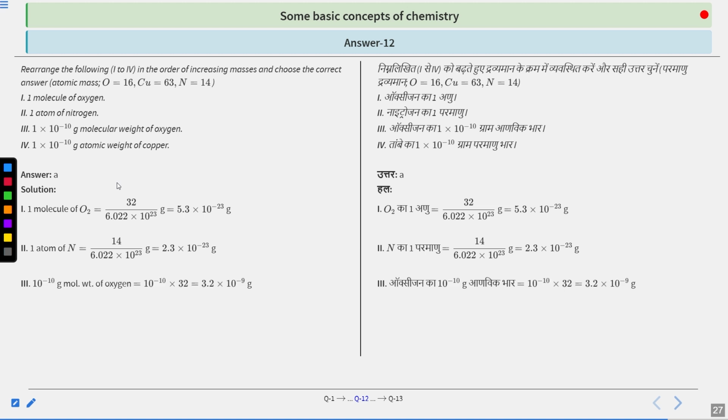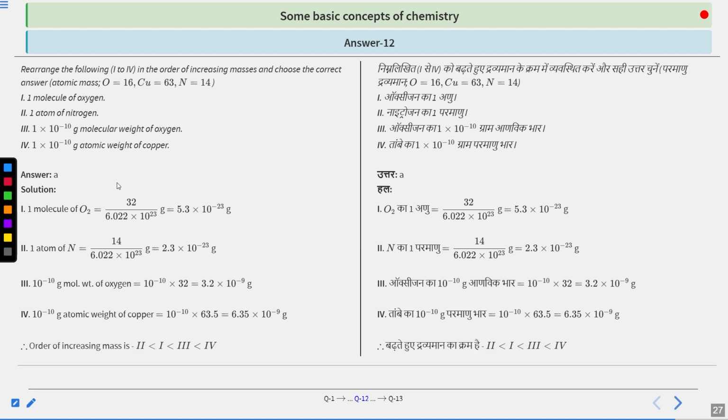Option third: 10 to the power minus 10 gram molecular weight of oxygen. Here the gram molecular weight is given, so we simply multiply it by the molar mass. 10 to the power minus 10 multiplied by 32 will give you 3.2 into 10 to the power minus 9 gram of oxygen. Option number 4: 10 to the power minus 10 gram atomic weight of copper. Again, we will multiply this value by 63.5, which is the molar mass of copper, and that will give you 6.35 into 10 to the power minus 9 gram of copper. Therefore, the correct answer is 2134. Your option is C. Sorry.